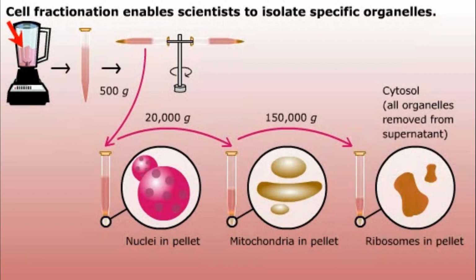The first pellet usually contains the nuclei. A second, faster centrifugation of the supernatant, the liquid above the pellet, will cause the smaller, less dense organelles, such as mitochondria, to form a pellet. Extremely high speeds are needed to obtain pellets of individual intracellular structures like ribosomes, the protein synthesizing complex.